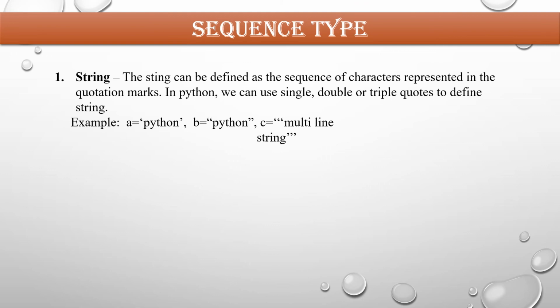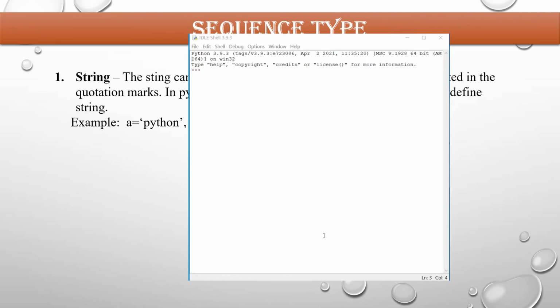Sequence data type. In that sequence type, first string. The string can be defined as the sequence of characters represented in quotation marks. In Python, we can use single, double or triple quotes to define a string. For example, A is equal to Python enclosed with single quotes, B is equal to Python enclosed with double quotes, C is equal to a multi-line string enclosed with triple quotes. Here we use triple quotes for multi-line strings.